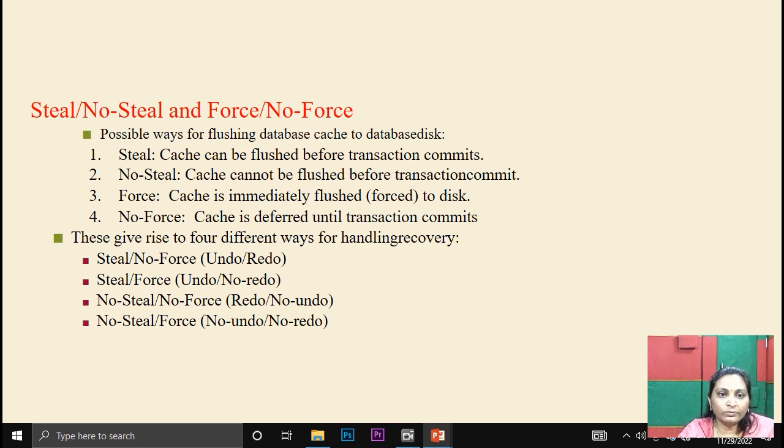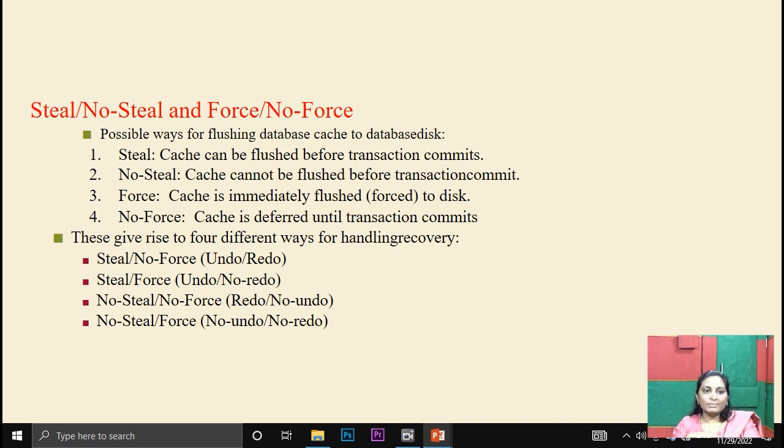Next, steal/no-steal and force/no-force. These are possible ways of flushing, that means writing the database cache to the database disk. Our data is in the temporary memory, or cache memory. From that cache memory, the data will be written to what? Our database disk. Okay, for that there are the following ways.